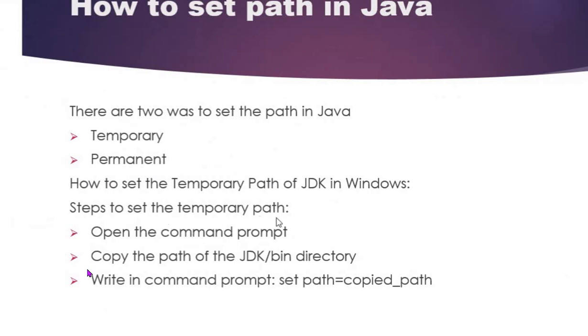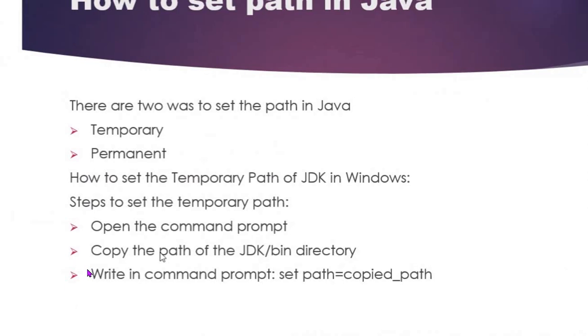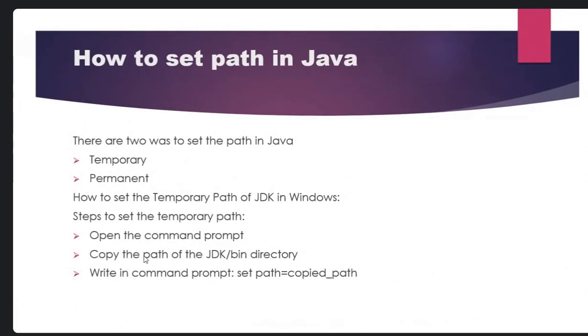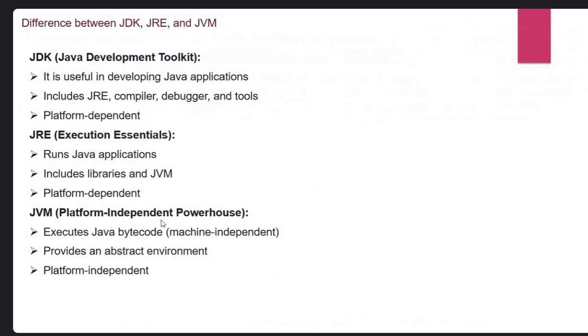Steps to set the temporary path. Whatever he has given in the form of screenshots in the Java tutorial, by looking at that, I have done this one on my computer. Open the command prompt, copy the path of the JDK slash bin directory. This one is for permanent. And the next topic is the difference between JDK, JRE and JVM.